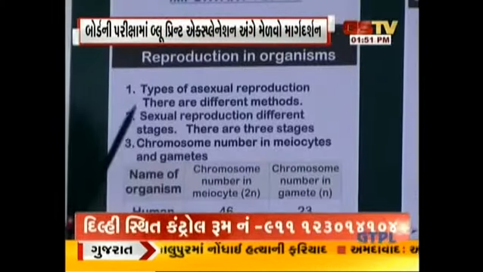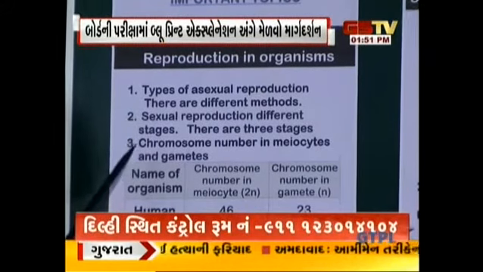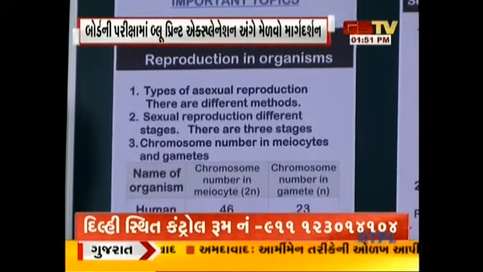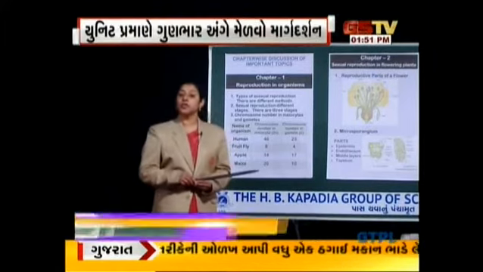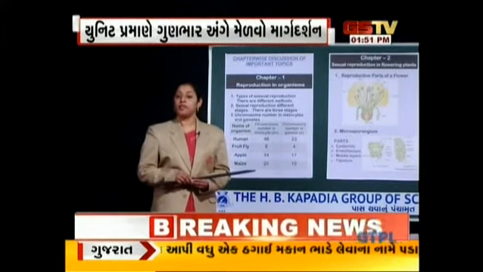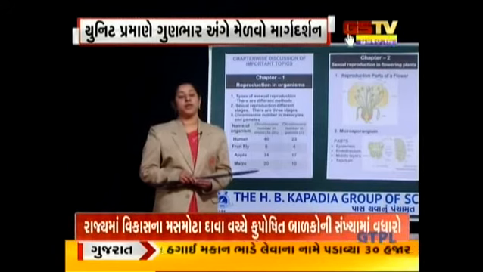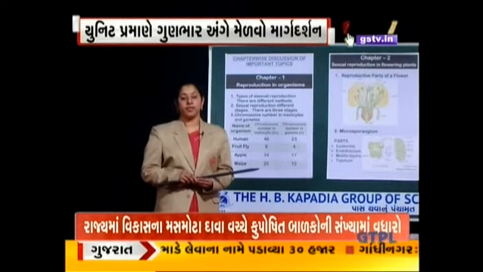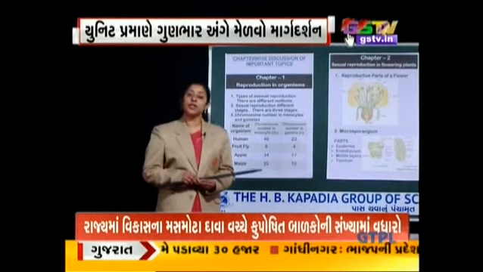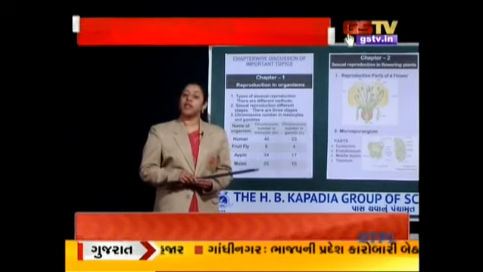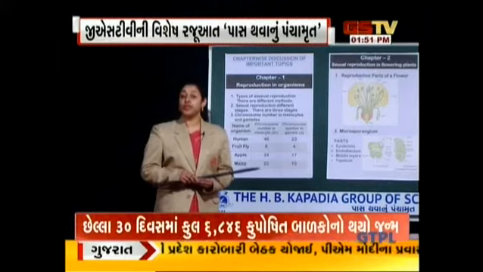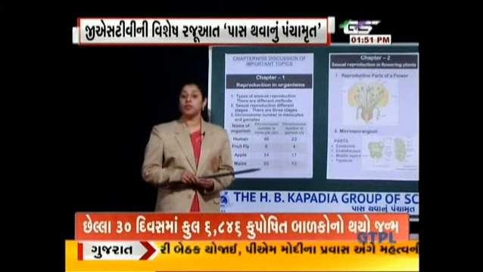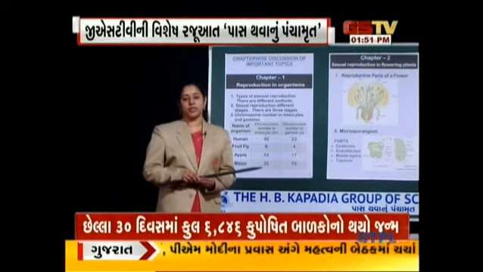Now, the second topic of this chapter is sexual reproduction. You know that sexual reproduction involves two parents, that means a male organism and also a female organism. The male organism produces male gametes and the female organism produces female gametes. The fusion of the gametes is the most important step of sexual reproduction.